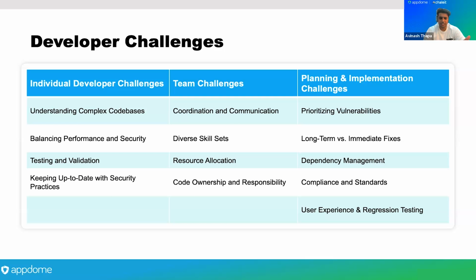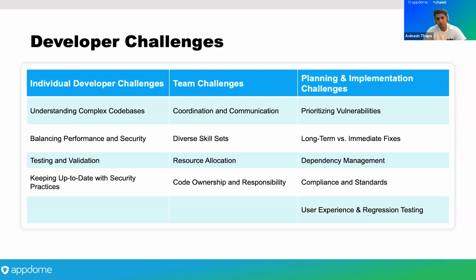From my experience, there are lots of challenges faced by developers when it comes to fixing vulnerabilities. I tried my best to put all those challenges in three categories: individual developer challenges, team challenges, and planning and implementation challenges. If I'm a developer in a particular team and someone gives me a list of vulnerabilities to fix, the major challenge is first understanding the code base, because I don't want to mess up the code base entirely just to fix a particular vulnerability. That's the biggest challenge for me.